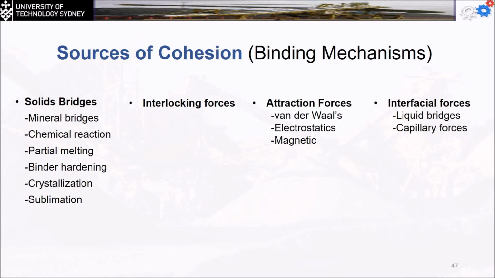This can be the chemical reaction, the partial melting, the binder hardening, the crystallization, and the sublimation process. And the attraction forces like the van der Waals, the electrostatic, and the magnetic properties. That's usually going to occur in the case of the iron core, because it has the ferrous properties, the magnetic properties. The interfacial forces like the liquid bridges and the capillary forces between the particles.